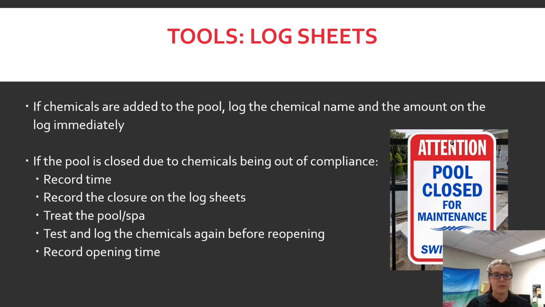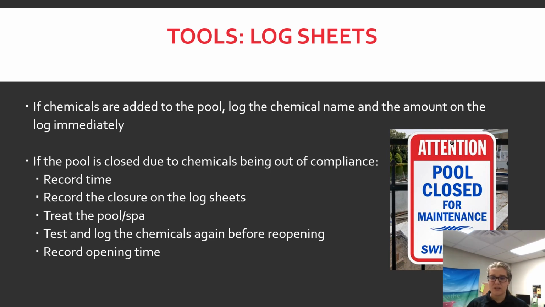If you add chemicals to your pool, log the chemical name and the amount to the log immediately. That's going to help the next person know that you should treat your pool. If you close the pool due to chemicals being out of compliance, you come in and you find out that your pool's at 0 parts per million chlorine.